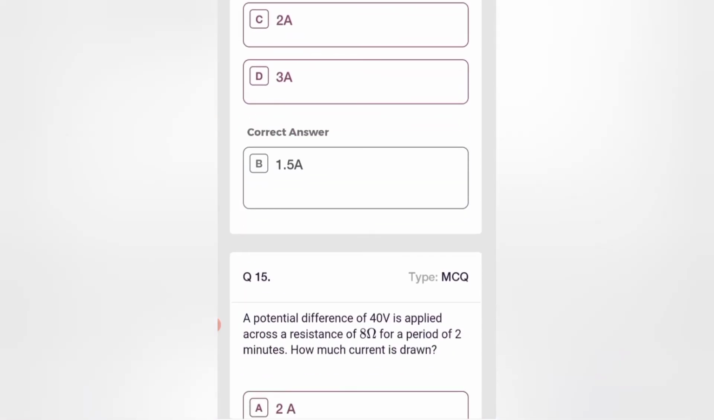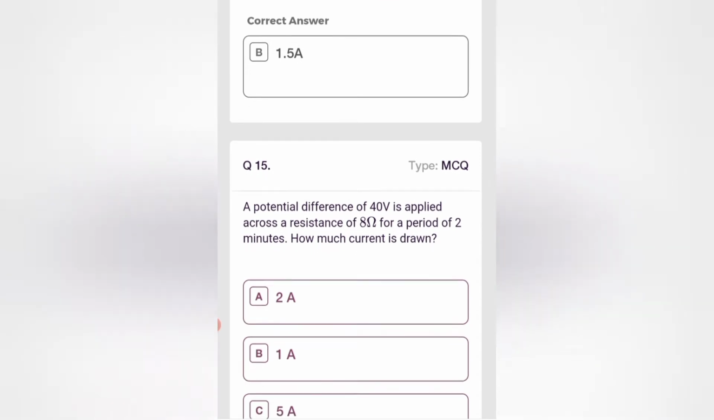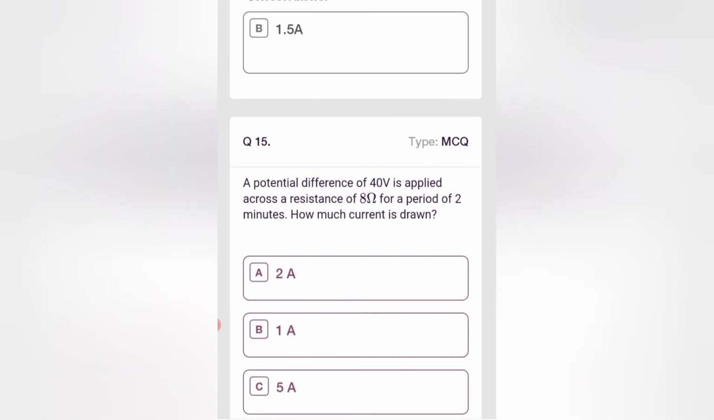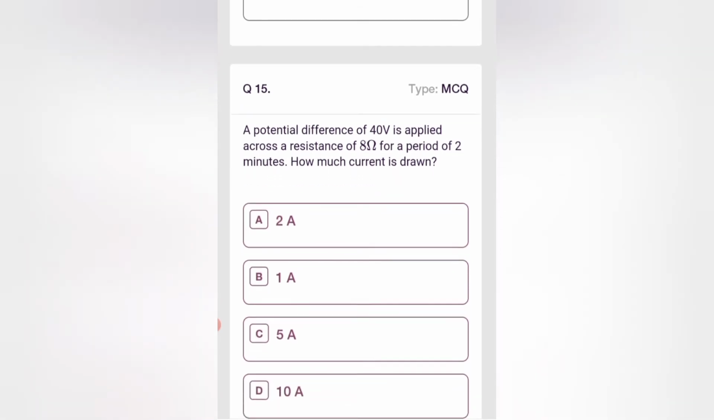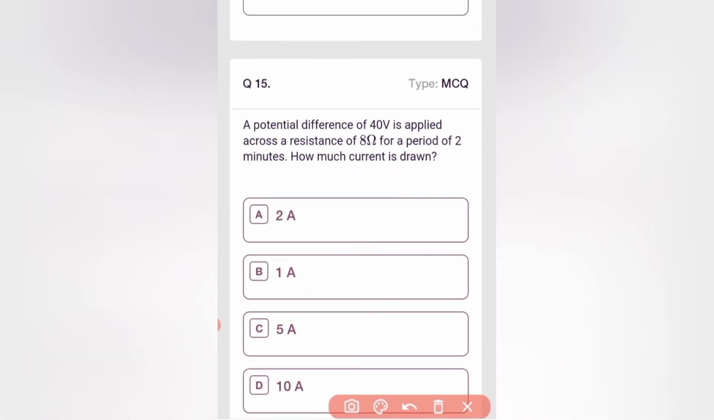1.5 amps. A potential difference of 40 volt is applied across a resistance of 8 ohm for a period of 2 minutes. How much current is drawn? So what all the data is given: voltage is given, resistance is given, and time is given as 2 minutes. 2 minutes means 2 into 60, that is 120 seconds. You are converting the minutes to seconds. And we need to find current.